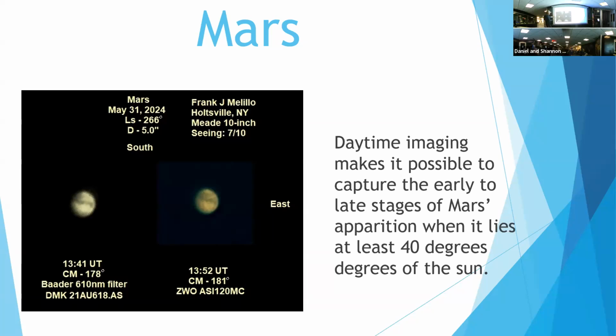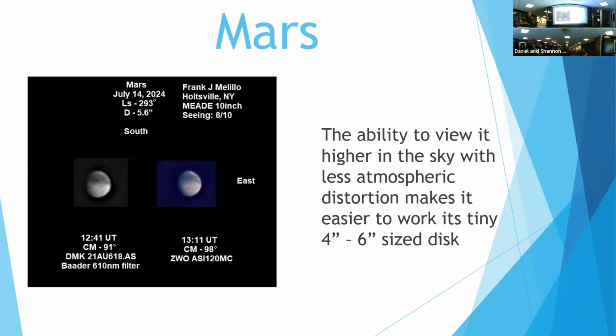The reason is that with Mars, you won't get a quality image when it's much lower in the sky. So it has to be higher up. That means daylight, and Mars is a little difficult to find because it's fainter. But if you plan it well enough, you can be successful. The ability to view higher in the sky with less atmospheric distortion makes it easier to work with this tiny disk, 4 to 6 odd arcseconds. At that time, this is 5.6.